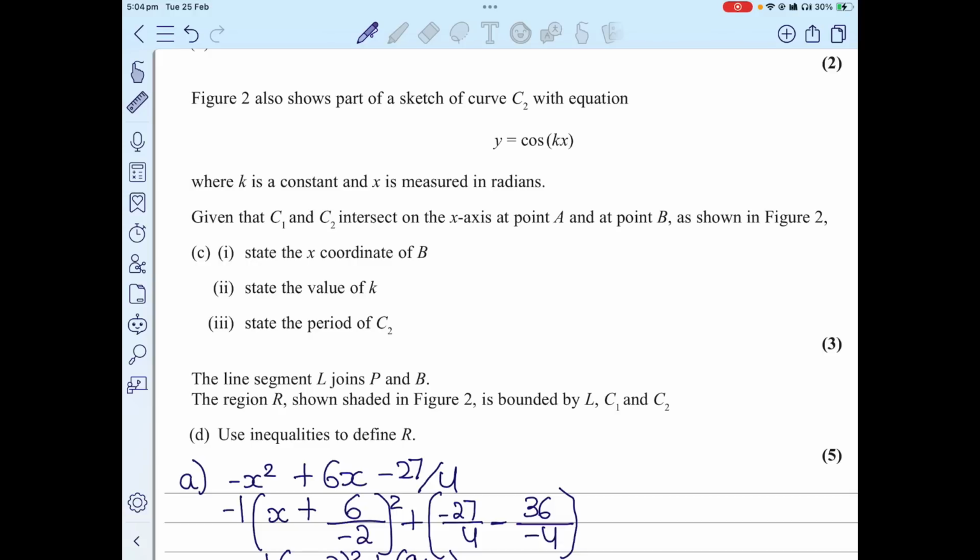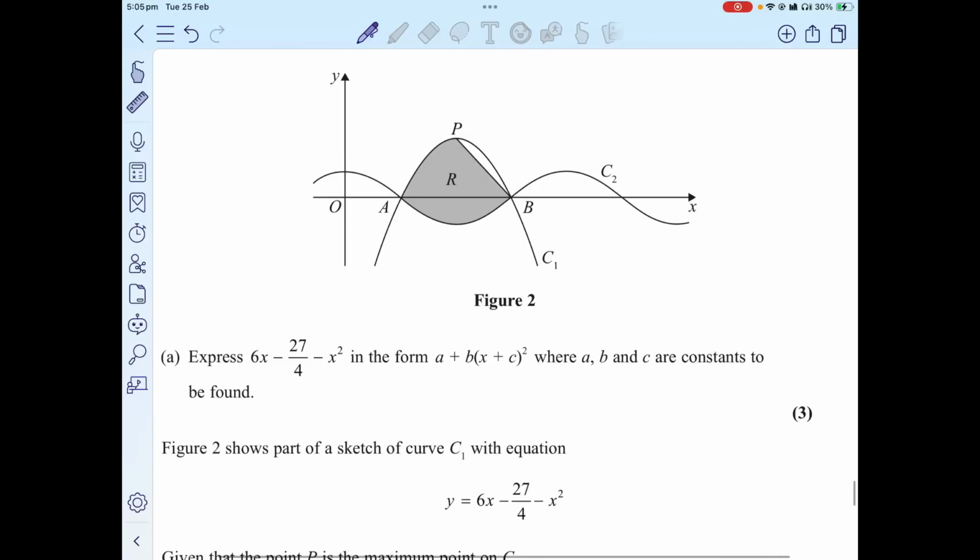After that, it says figure 2 also shows part of a sketch of a curve with the equation y is cos of kx. So kx means that it has been stretched horizontally by 1 over k, where k is a constant and x is measured in radians. Given that C1 and C2 intersect at the points A and B, state the x coordinate of B.